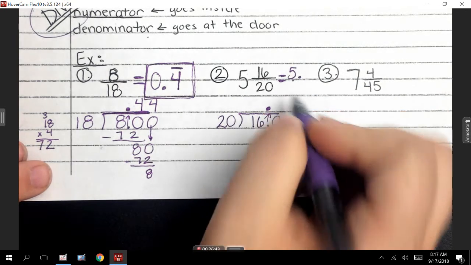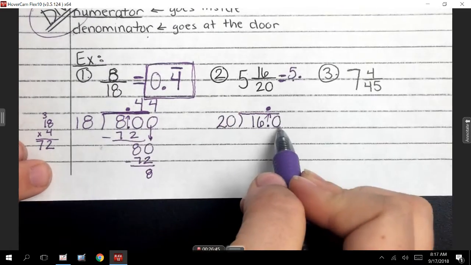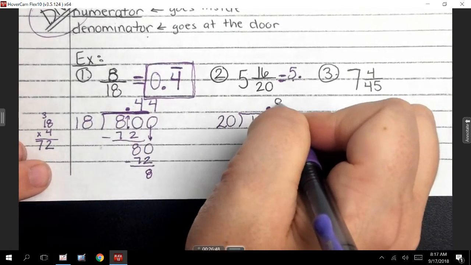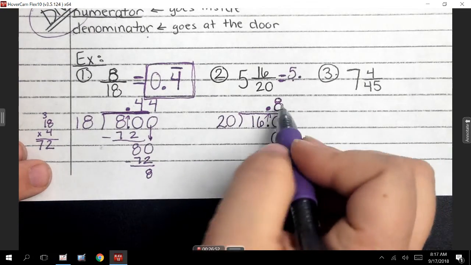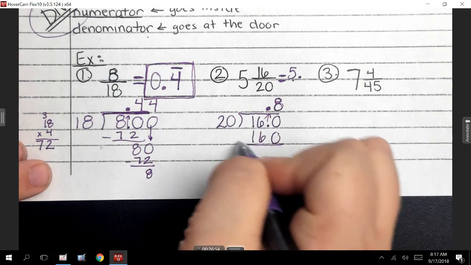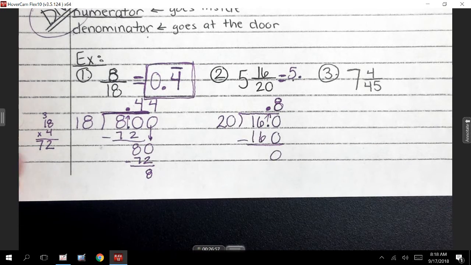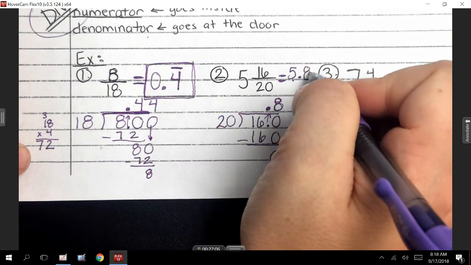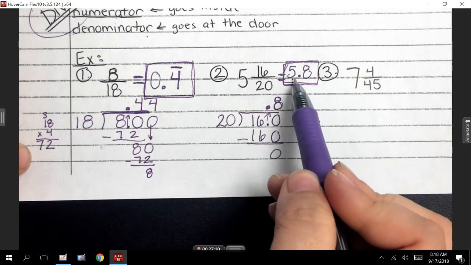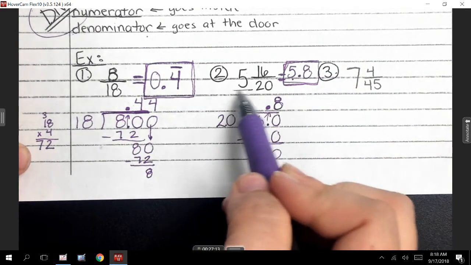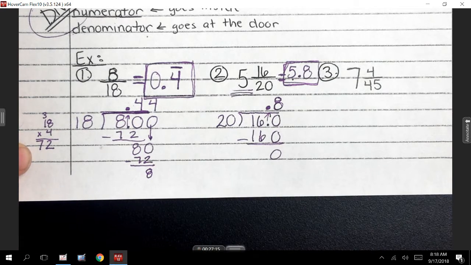8 times. So since I'm putting 20 into 160, I'm going to make sure I write the 8 on top of the 0. 8 times 0 is 8, and then 8 times 2 is 16. So I just got 0.8. So what is my answer? What is my final answer going to be here? Evan? 5.8. That 0.8, is that my final answer? No, I've got to put it with the 5 that was in front of the fraction.